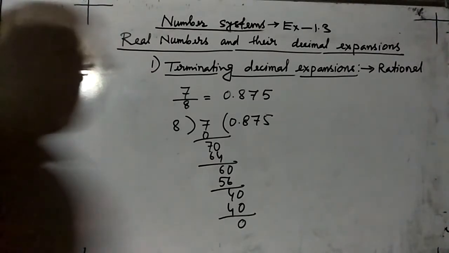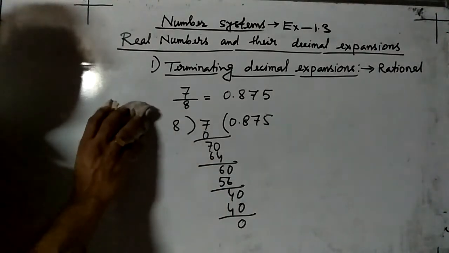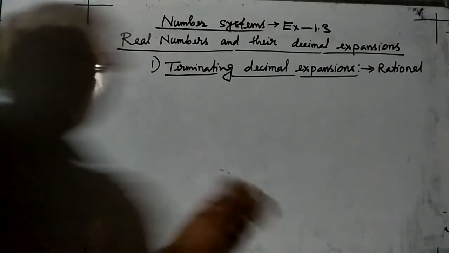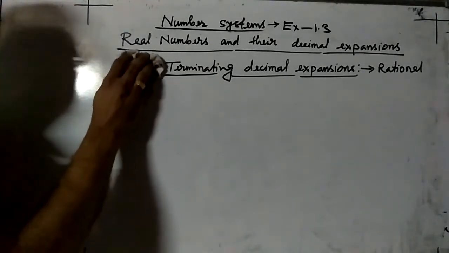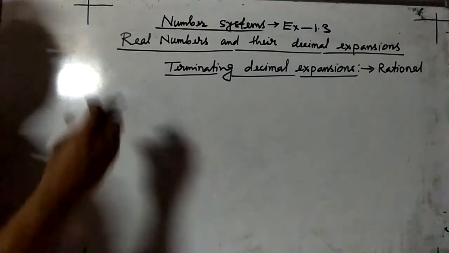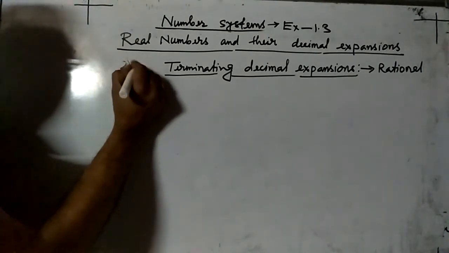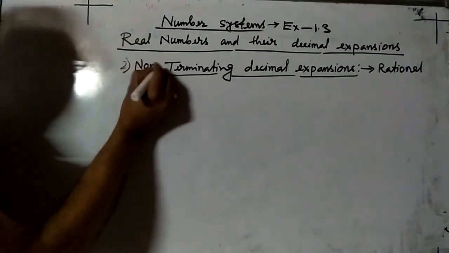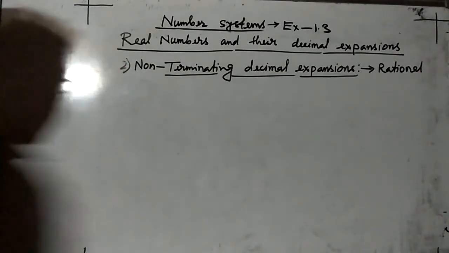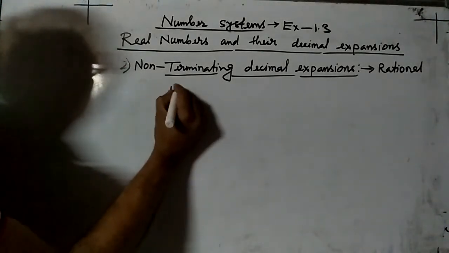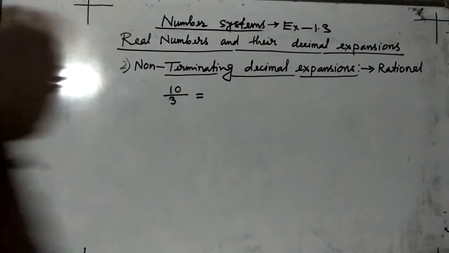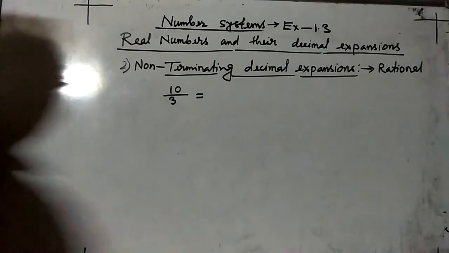Now non-terminating decimal expansion. I hope you understood this. Non-terminating decimal expansion, the second type. This is also rational. Take one example, 10 by 3. Now how can we express 10 by 3 in decimal form?